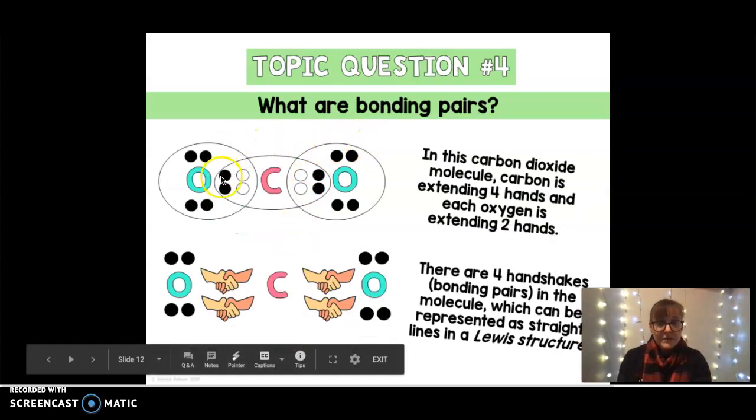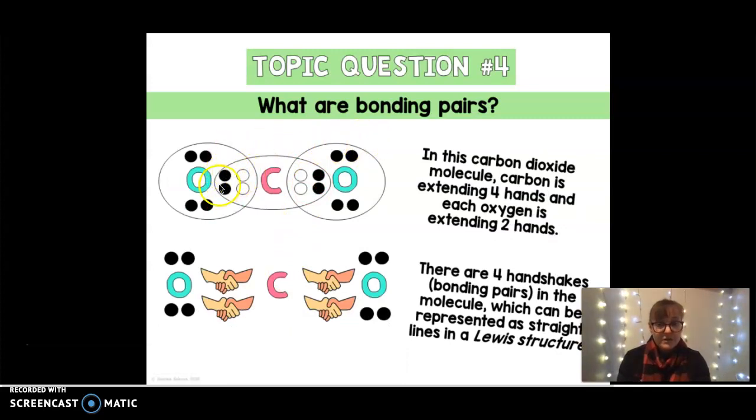So here you can see that by sharing 1, 2, 3, 4, 5, 6, 7, 8, carbon has 8 here, whereas this oxygen has 1, 2, 3, 4, 5, 6 of its own and 2 of carbons, making this have 8, and this over here, oxygen, also has 8. So in the carbon dioxide molecule, the carbon is extended by 4 hands, and each oxygen is extended by 2 hands. So there are 4 handshakes or bonding pairs in the molecule, which can be represented by straight lines in a Lewis structure.